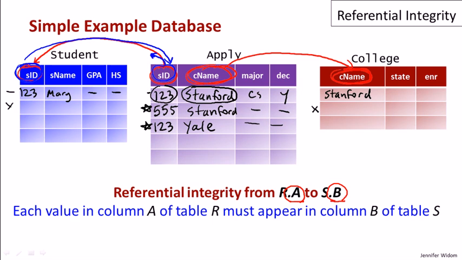We would probably be able to have students who hadn't yet applied anywhere or colleges where no one had applied yet. And the most sensible direction for this referential integrity in this case is from the apply to the student and the apply to the college. But again, we could have it in both directions if we so wished.